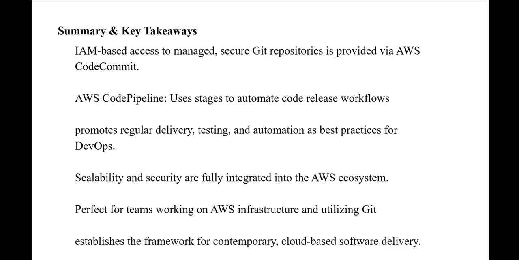Summary and key takeaways. IAM-based access to managed, secure Git repositories is provided via AWS CodeCommit. AWS CodePipeline uses stages to automate code release workflows and promotes regular delivery. Testing automation is a best practice for DevOps. Scalability and security are fully integrated into the AWS ecosystem, perfect for teams working on AWS infrastructure and utilizing Git. They establish the framework for contemporary cloud-based software delivery.